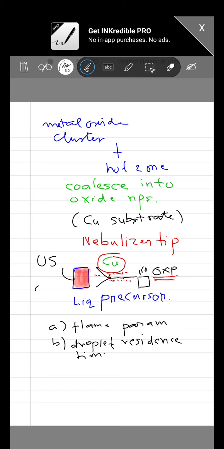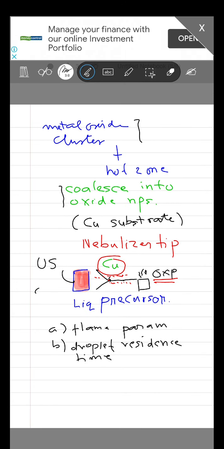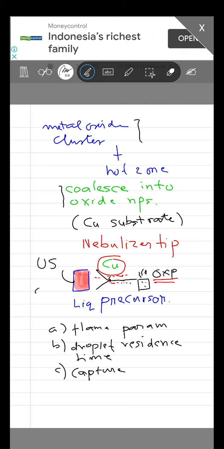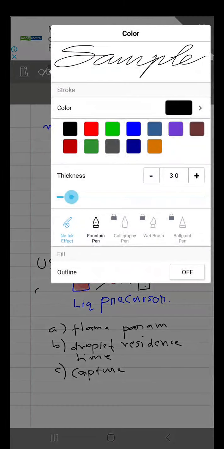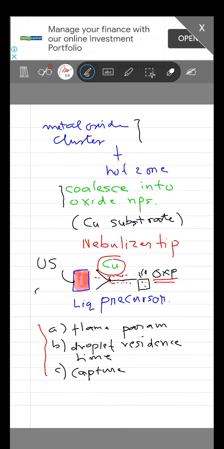Now it is important because, as we have told, these metal oxide clusters coalesce. So the time given for the coalescence is important, and it will determine the size of the nanoparticles. And lastly, we have this capture distance, that means the distance between the nebulizer and the burning region. So these three things are important to obtain uniform sized nanoparticles.